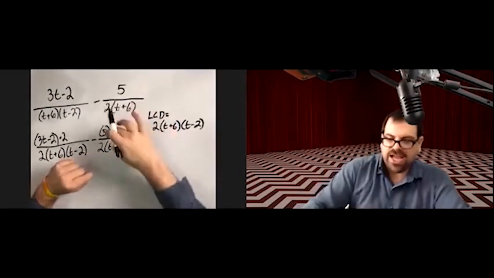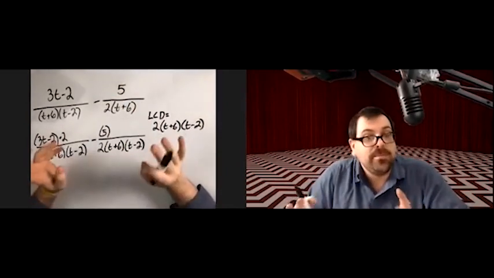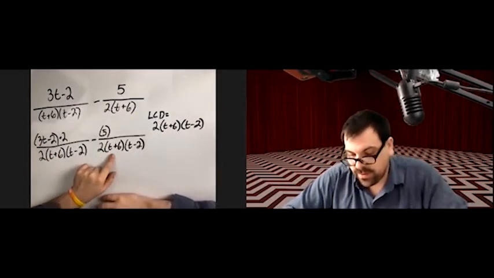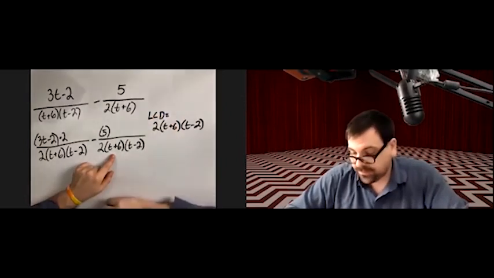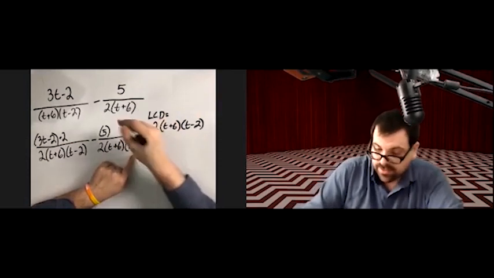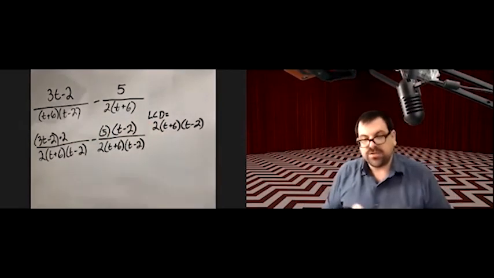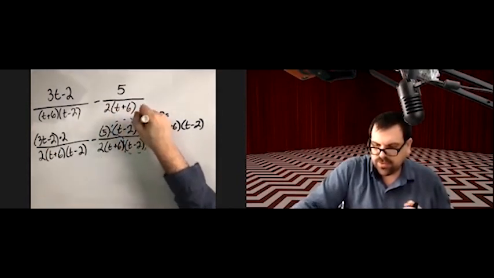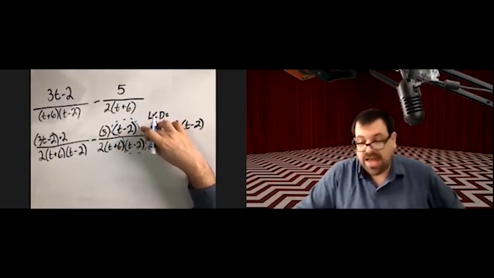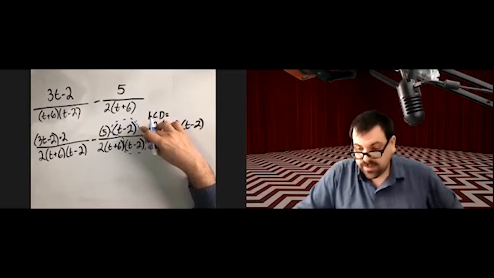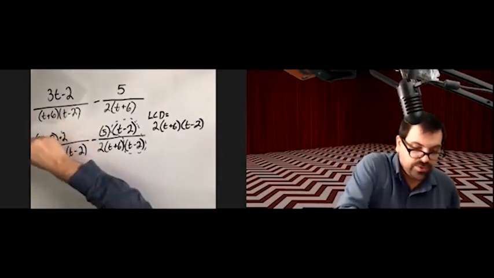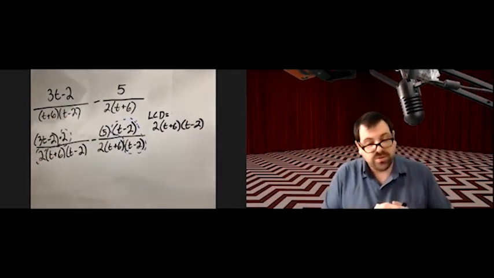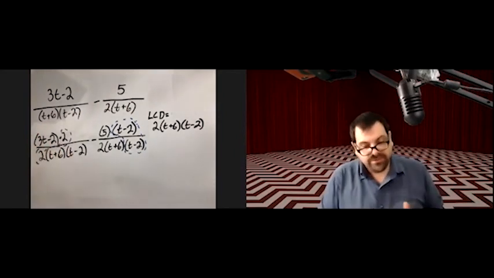Moving over here, the 5 that was originally up there, times our missing factors. We have a 2. We already had a 2, so we don't need a new one. T plus 6, we already had that. We don't need a new one. T minus 2, we did not have that, which means we put it in. So again, look, this t minus 2 over t minus 2, that is a factor of 1 that we're multiplying by the original. Here, this 2 over 2, that's a factor of 1 that we're multiplying by the original 3t minus 2 over that stuff.